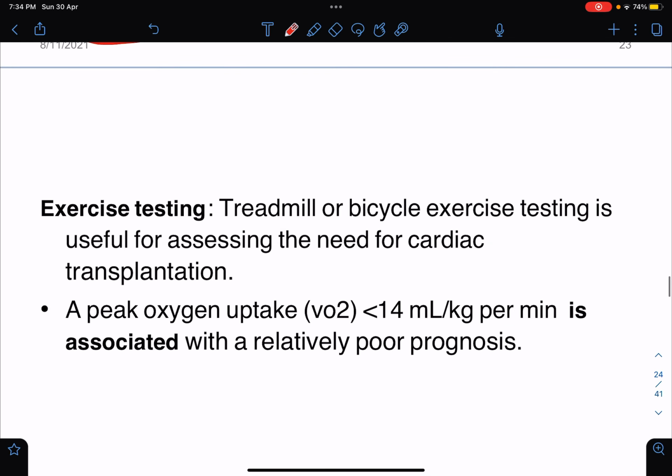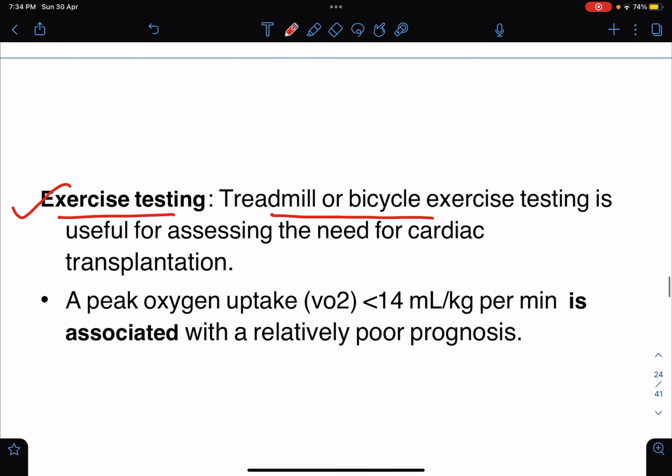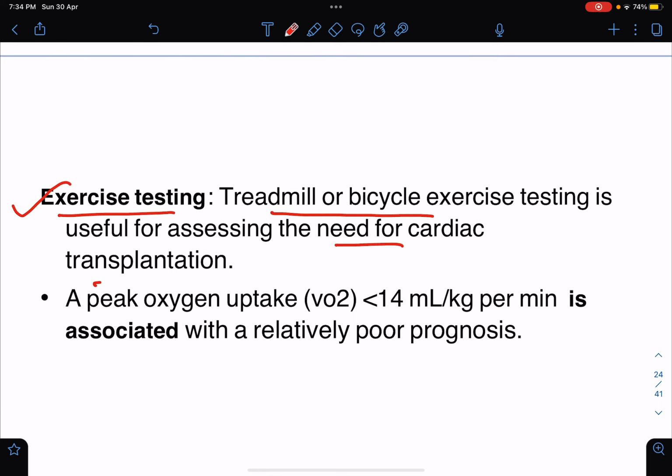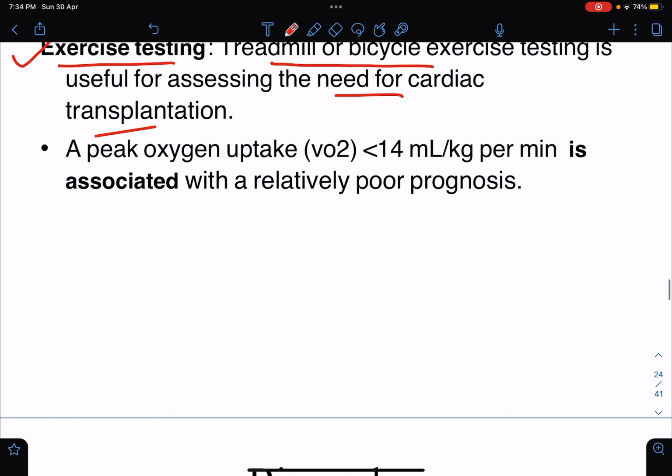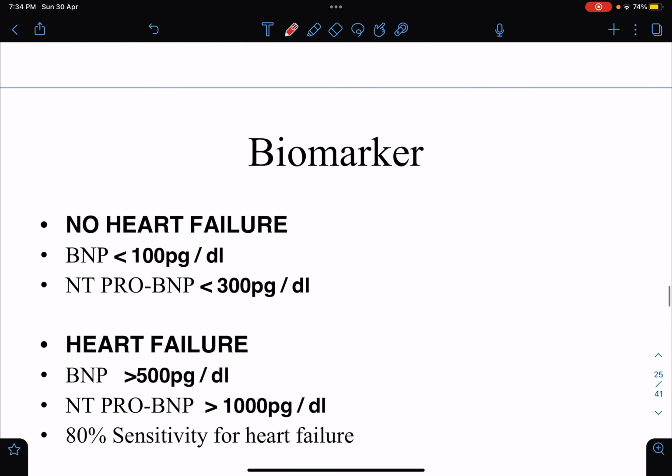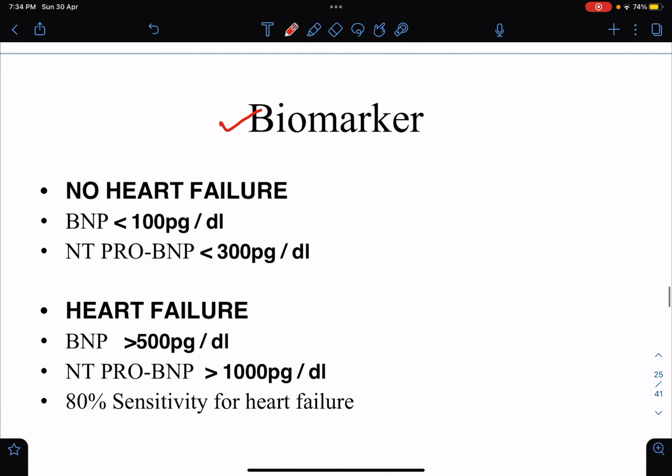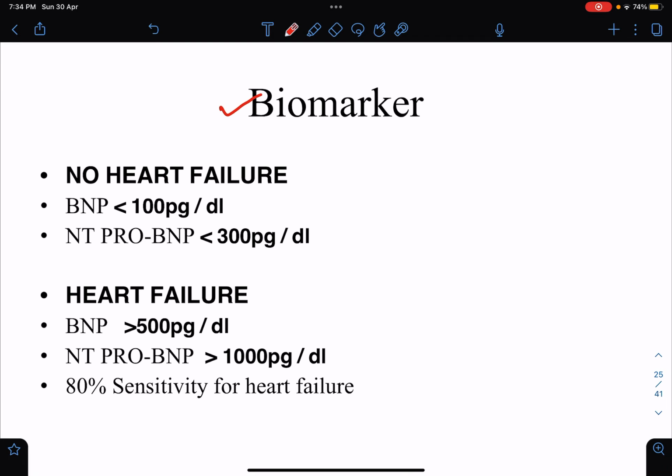Next, we can do exercise testing. Treadmill or bicycle exercise testing is useful for assessing the need for cardiac transplantation. Okay, so this is important. Then we can go ahead with blood investigation like biomarkers. There are biomarkers for heart failure which we can look for.